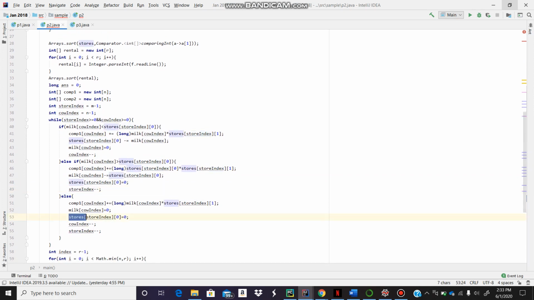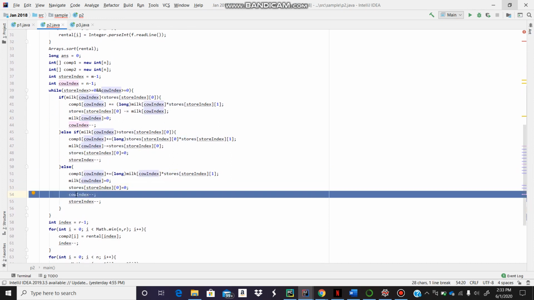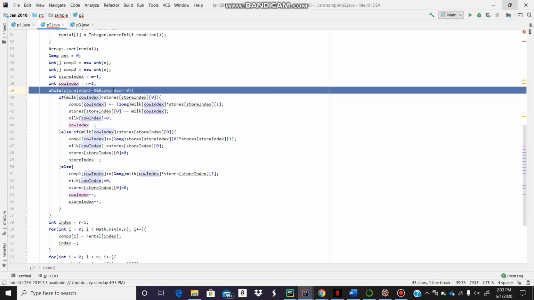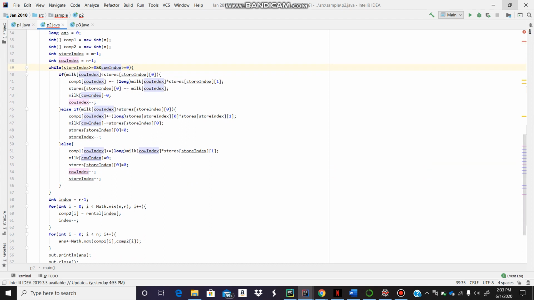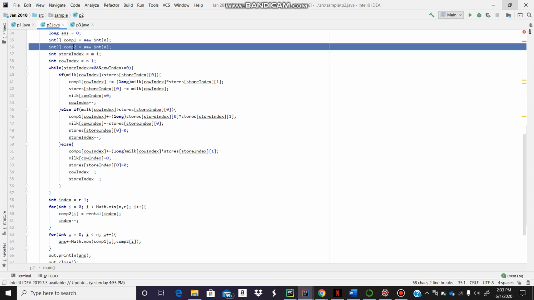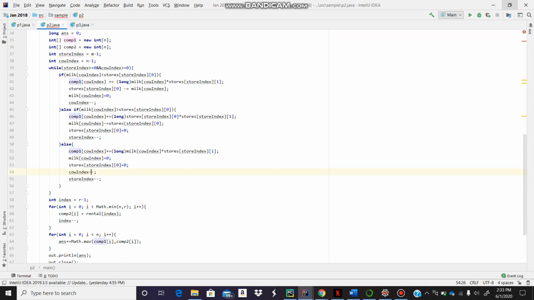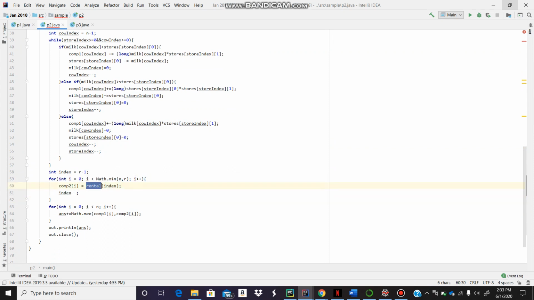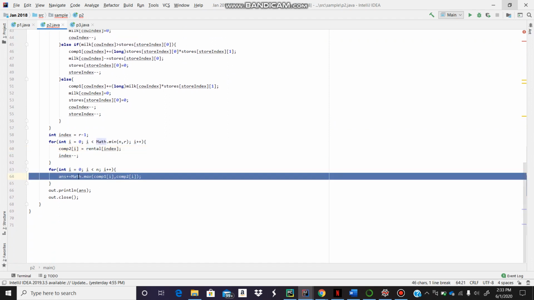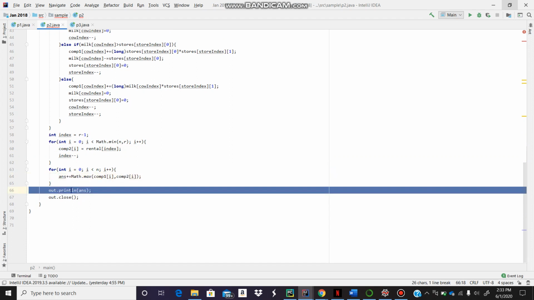Or if they're both equal, we're just gonna take the next cow as well as the next store. And we're going to do this until either the cows are over or the stores themselves are over. At that point, if we are done with, let's say, two more cows left, those will just be assigned zero. That's the good thing about using an array. After that, comp2 is relatively easy, as you can see, because it's just the rental index, and if there's nothing, it will be zero. And we're just going to do Math.max at each cow, comp1 and comp2, and out.println.